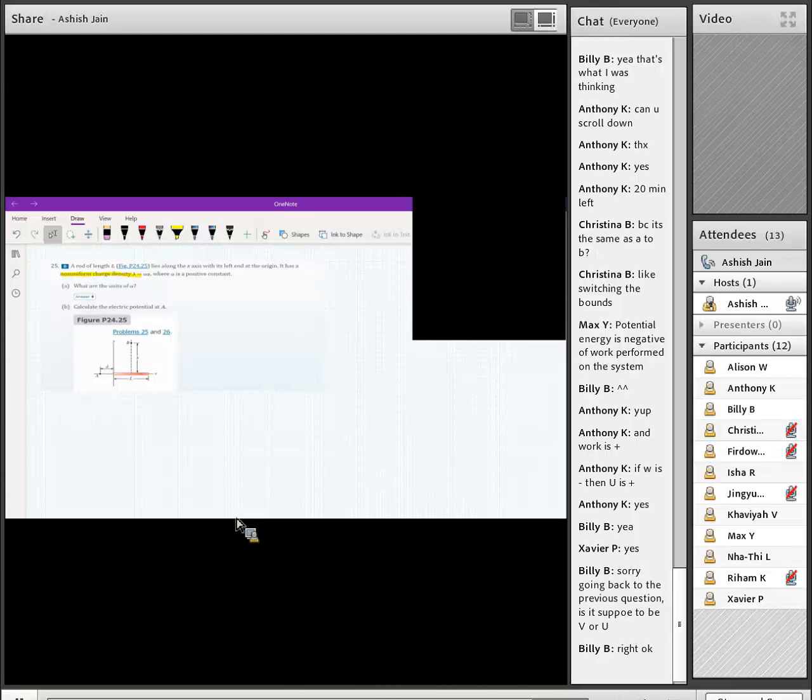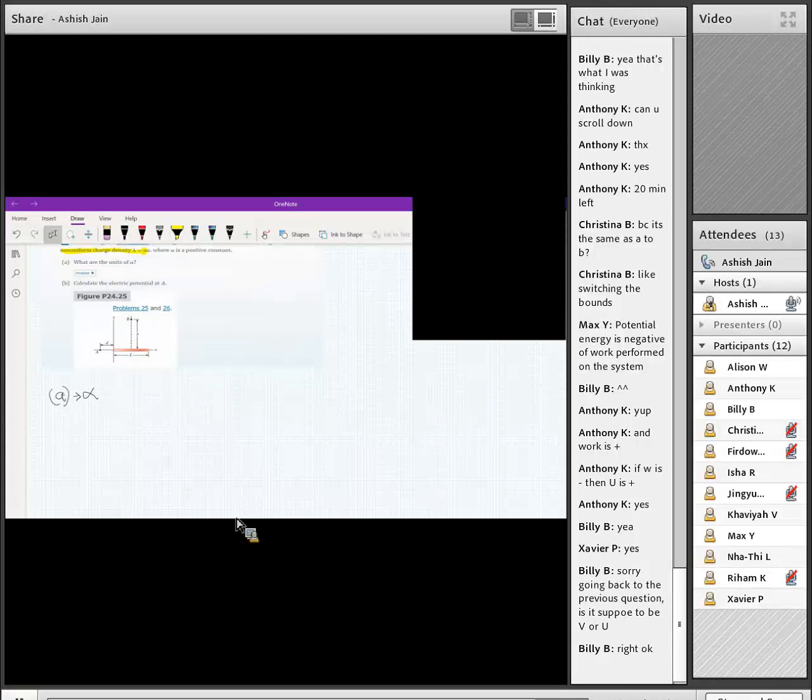The point to be noted, it is given as non-uniform. That means there's an alpha factor right there. Alpha is a positive constant. What are the units of alpha? I'm gonna ask you guys this. This is the last question for today before your midterm. So what is the unit of alpha? Alpha is given as lambda by x. What is the unit for lambda and what is the unit for x? Then tell me the units for alpha.